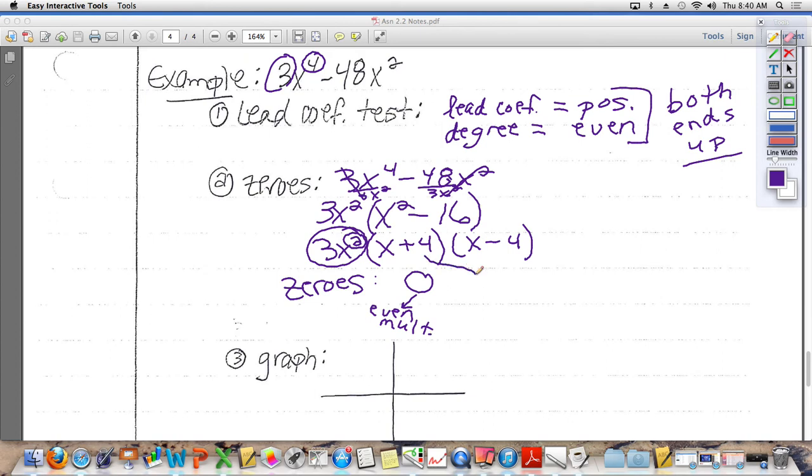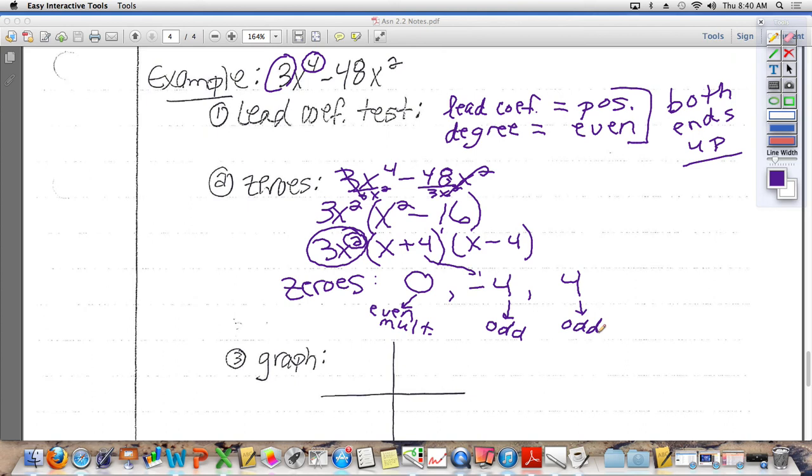This right here is -4. So we have zeros at 0. We have one at -4. Even or odd multiplicity? This right here, x plus 4 means -4. It only happens once. It's x plus 4 to the first power. So it's odd multiplicity. And then what about this x minus 4? Same. It's +4, odd multiplicity.